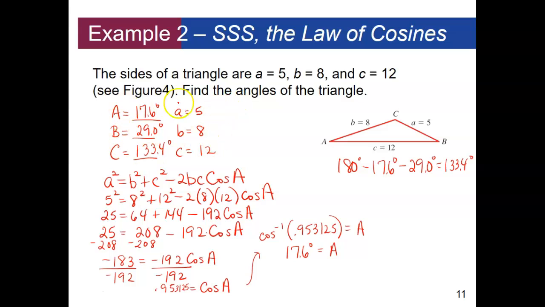Okay. So now we have all the angles of our triangle and we're done with this one. So no ambiguous cases. It's just really grinding out the algebra to do these.